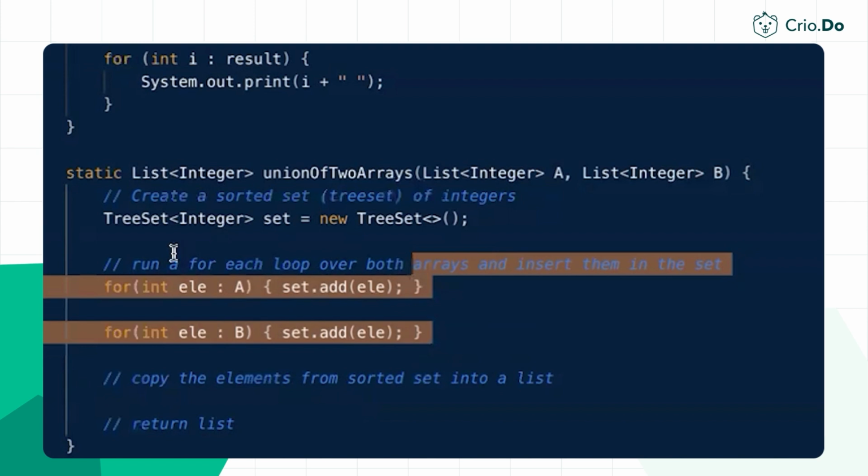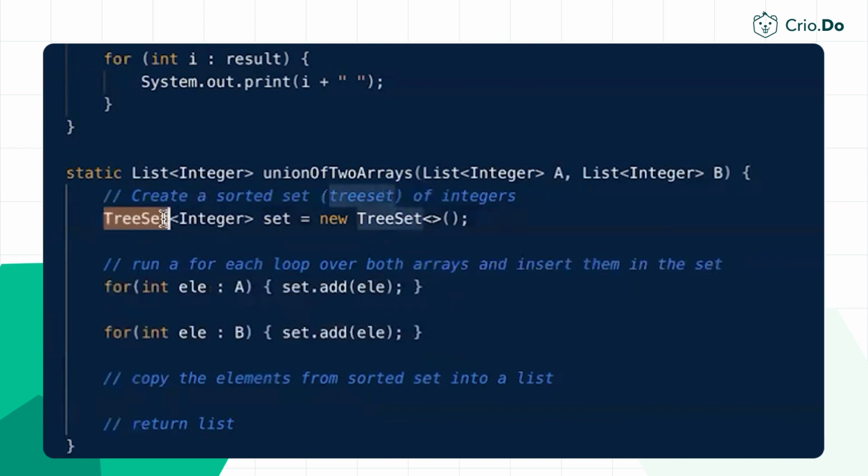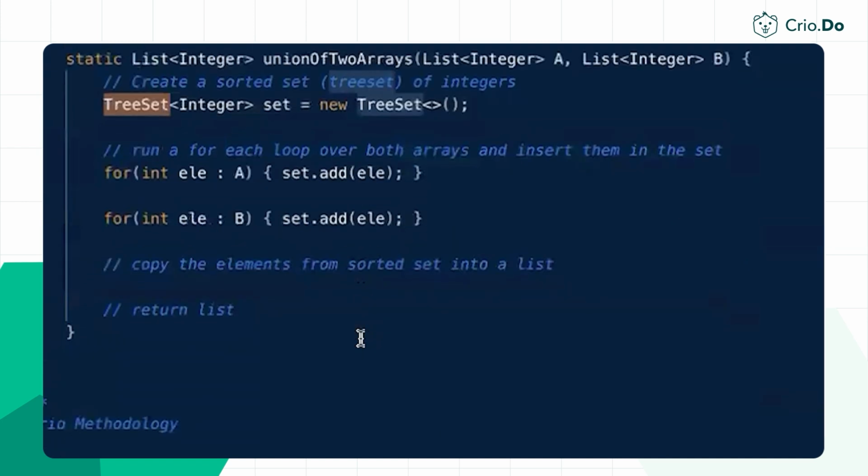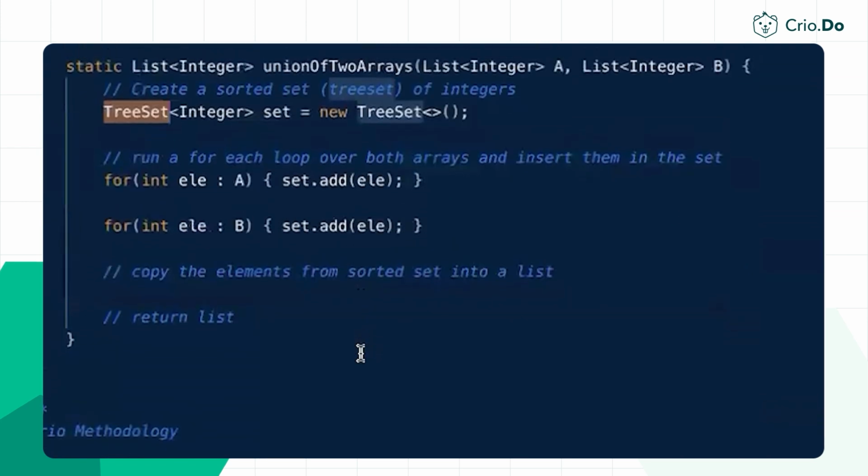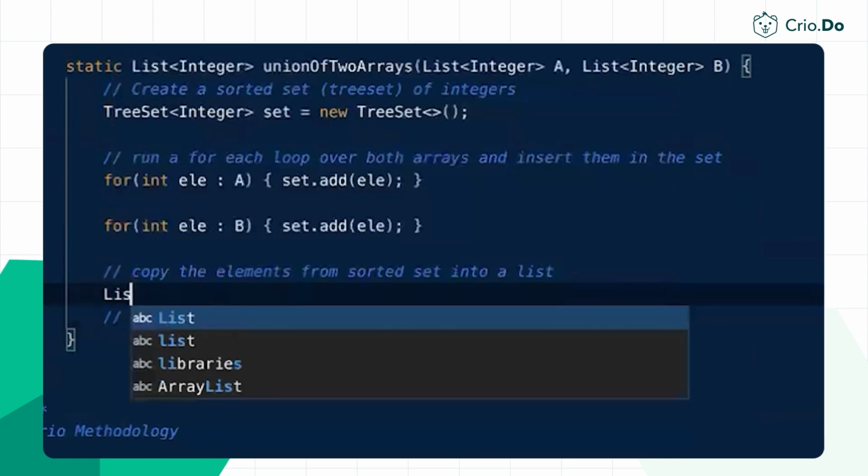Second thing, again because of the TreeSet property, the sorted set property, all the values will be in increasing order by default. And what you can just do is pop all the elements, or run a loop over the set and insert them in a list, which you have to return. So I will create a list, which will be initially empty.